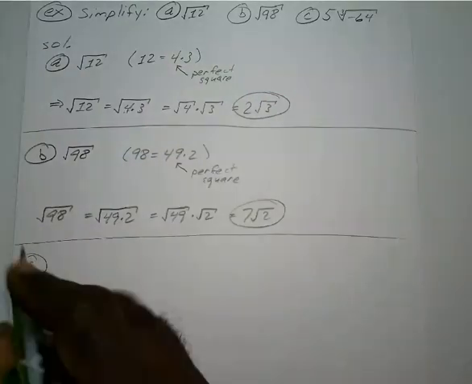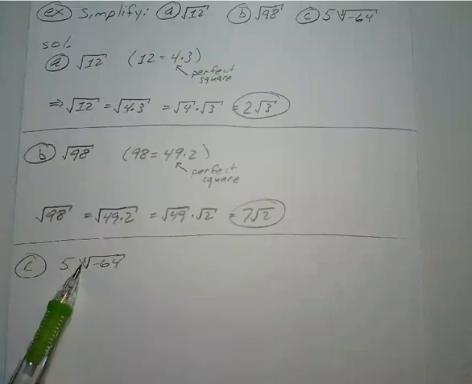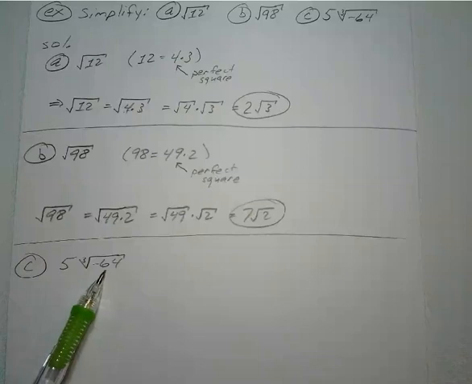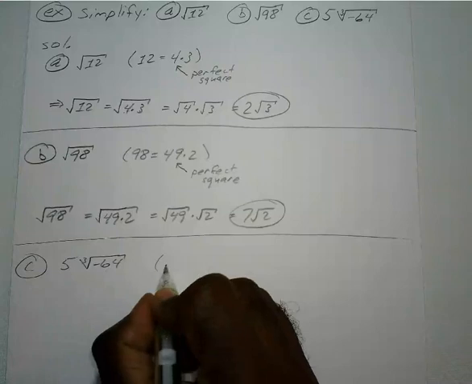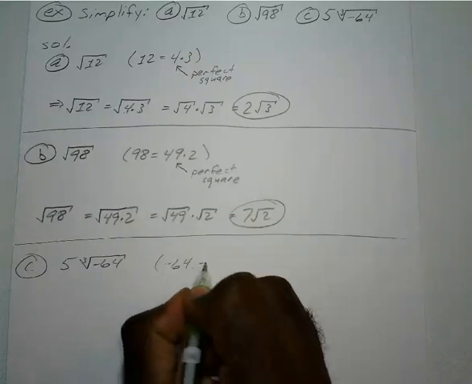So we want a perfect cube of negative 64. If you remember, negative 64 is just negative 4 times negative 4 times negative 4. That means the cube root of negative 64 is equal to negative 4.